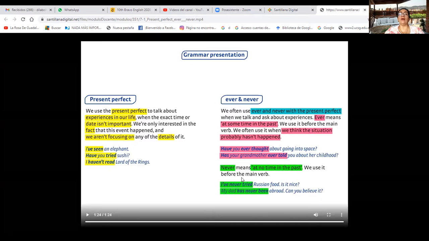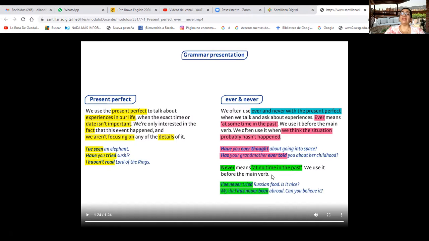Okay, and here you have never. That is like the negative answer. Instead of saying no, you say never, and you're going to use have, never tried. Have and never and the verb in past participle. Has, never, and the verb in past participle. Specifically talking about some things related to those forms of the present perfect tense.